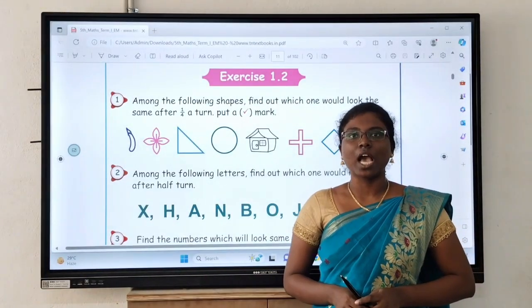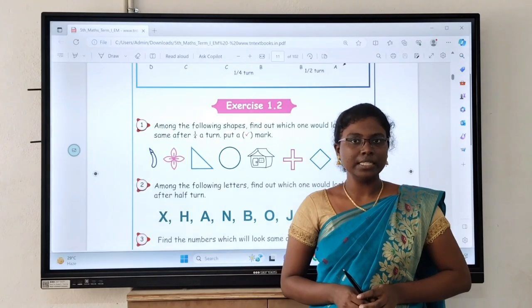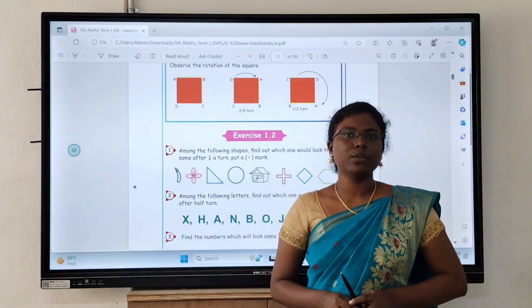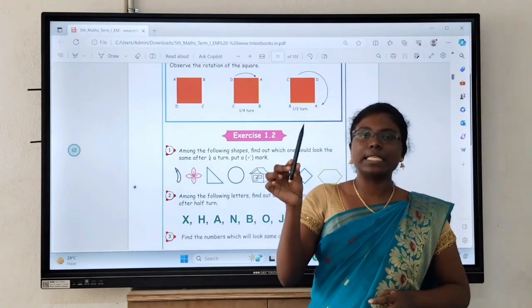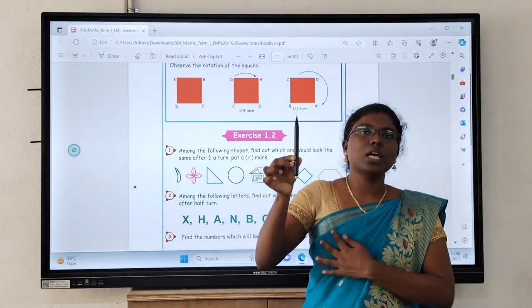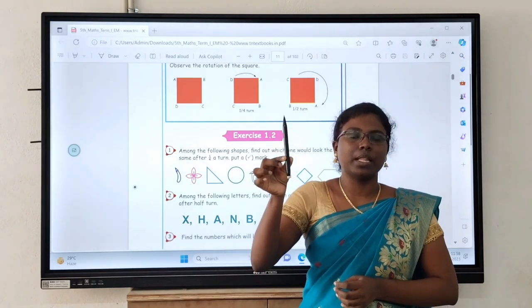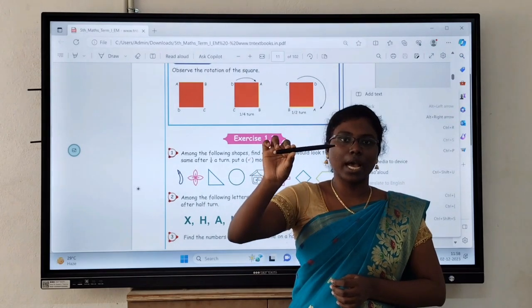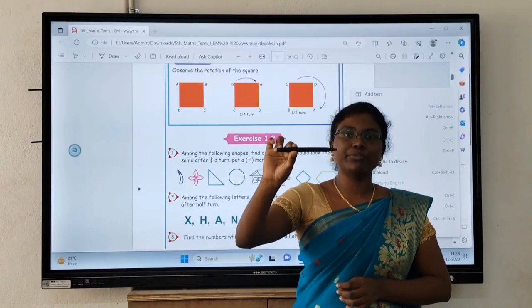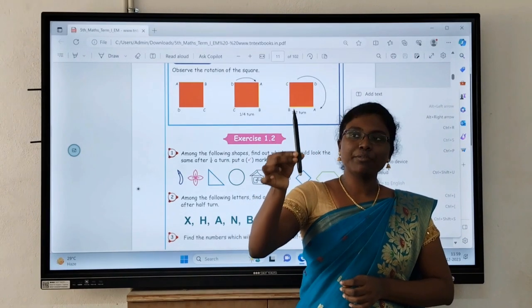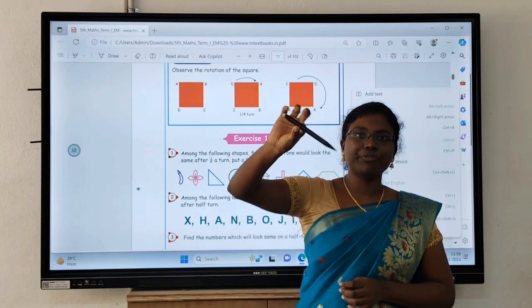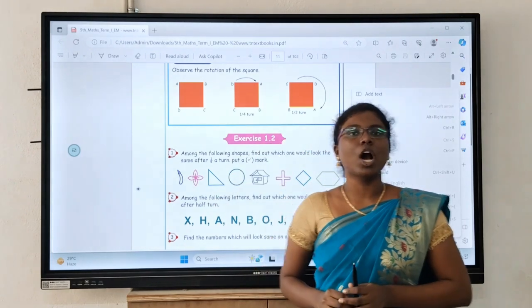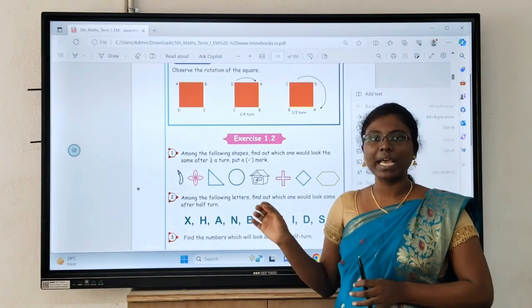Now we are going to see about a half turn and a 1/4 turn. So what is a half turn and a 1/4 turn? I'll show you one example. See this. This is an object I have taken for an example. If I turn this object to this side, this is called a 1/4 turn. And if I turn this object to the opposite side, that is called a half turn. So this is a half turn and a 1/4 turn.